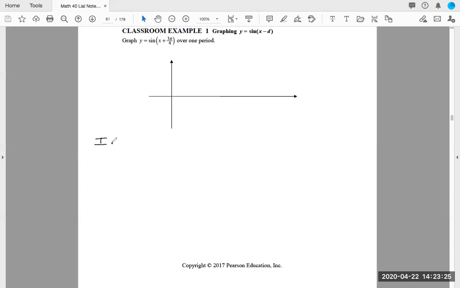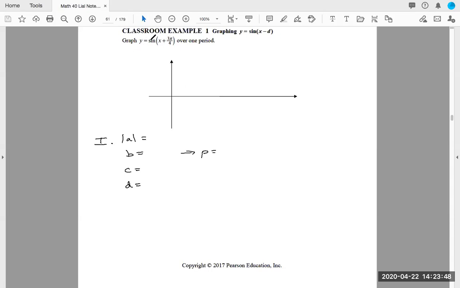We're going to start with part 1, which is to identify your amplitude, your horizontal stretch factor, and your period. You're going to find your C value, which is vertical shift, and you're going to find your D value, which is horizontal or phase shift.